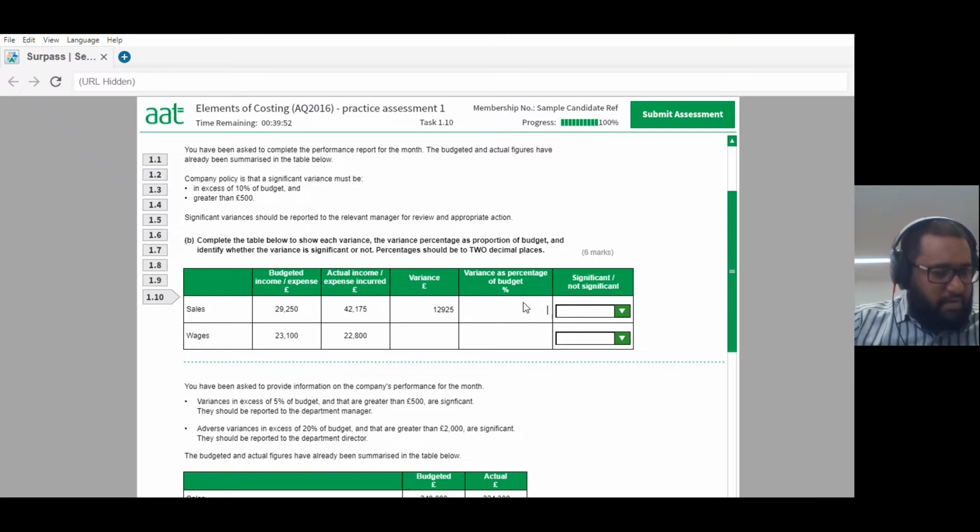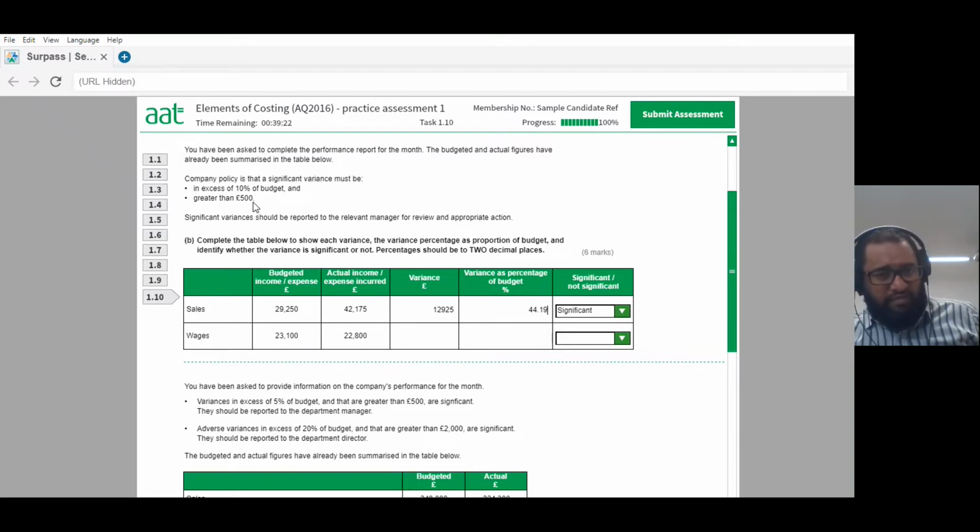12,925 divide by 29,250. So 12,925 divide by 29,250, multiply by 100. So the percentage, to 2 decimals, is going to be 44.19, and we're definitely going to call it significant.